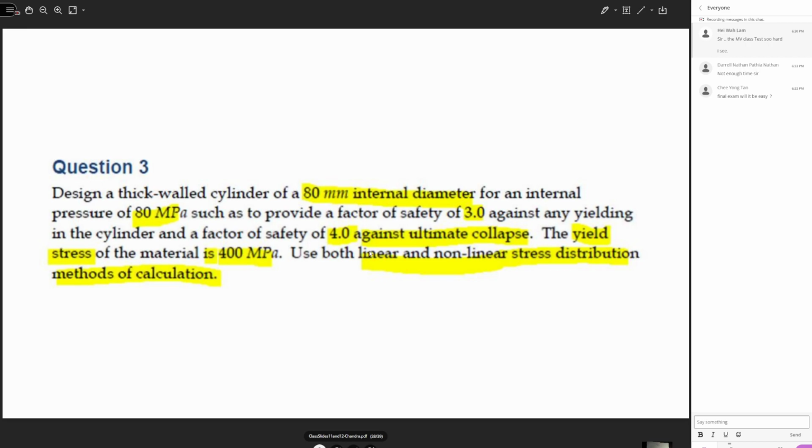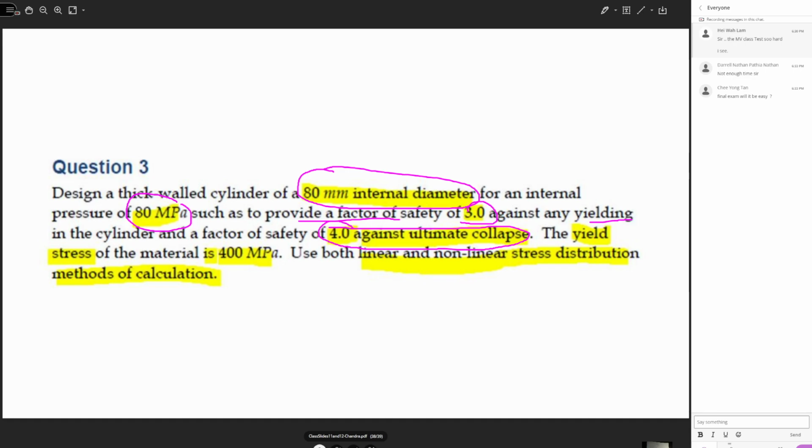This is the problem related to designing a thick wall cylinder. You are asked to design a thick wall cylinder of 80 internal diameter for an internal pressure of 80 megapascals, so as to provide a safety factor of 3.0 against yielding in the cylinder, and a factor of safety of 4.0 for ultimate collapse. There are two safety factors: 3.0 for yielding and 4.0 for ultimate collapse.